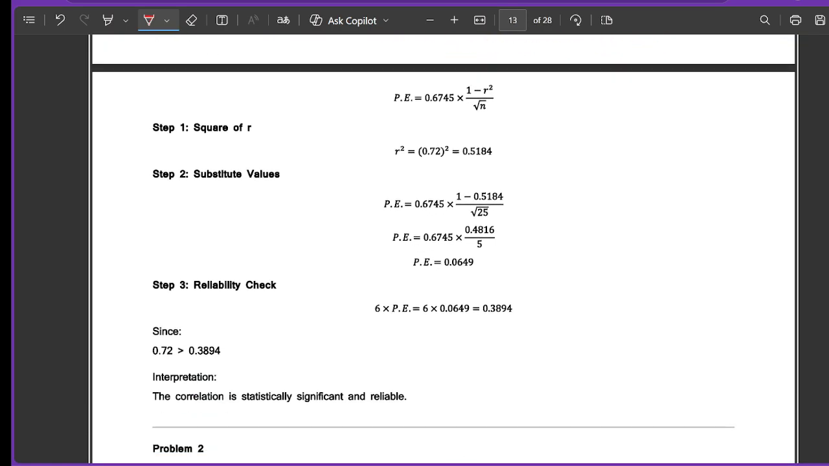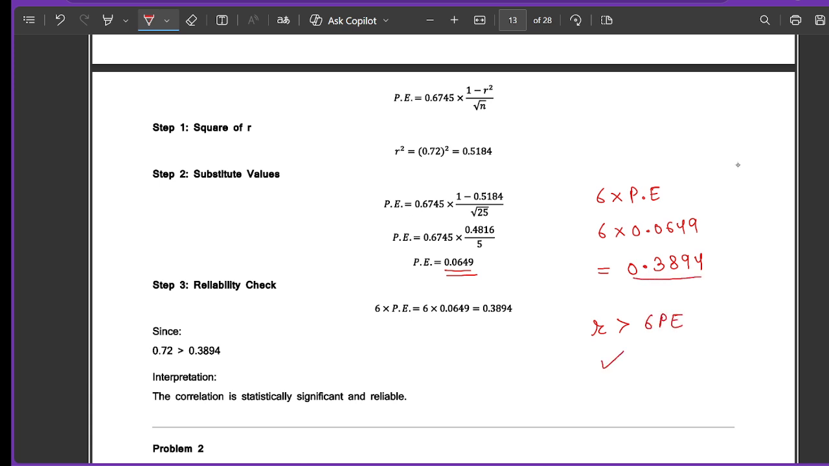After solving, the probable error comes out to be 0.0649. Now what is 6 times of this? 6 times 0.0649 comes out to be 0.3894. If the correlation coefficient is greater than this value, that is 6 times PE, then we say the results are significant.